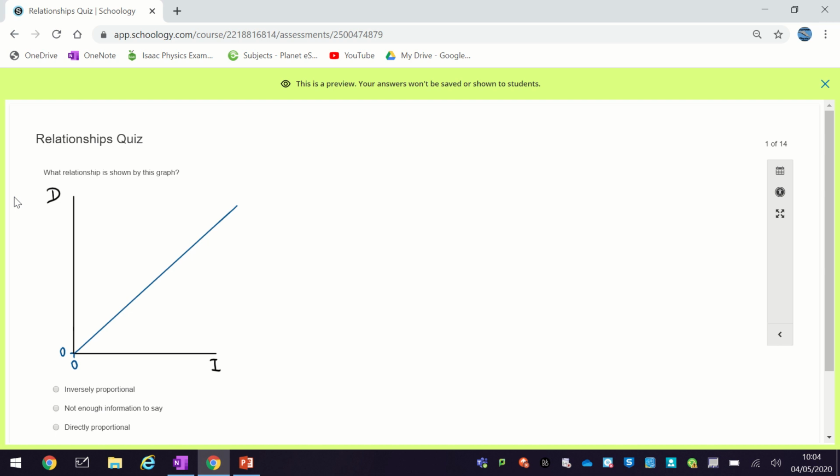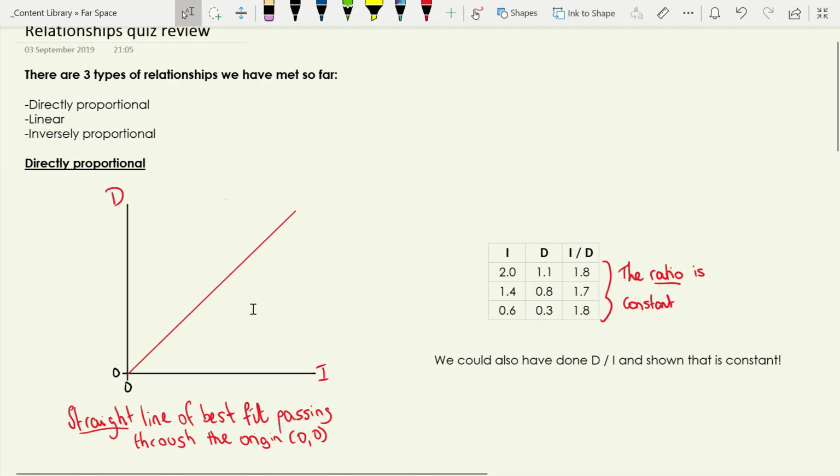Okay, so what we're going to do is go over the relationships quiz I gave you on Schoology last week. Before I get started looking at the specific questions, I'm just going to take you through a few key points about the three types of relationships that we met. So let's start off with that.